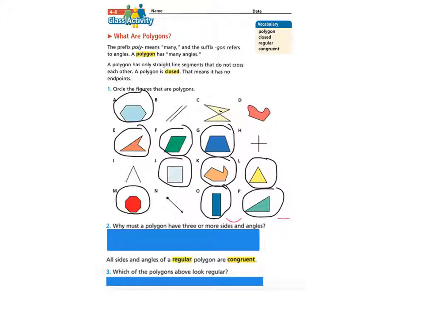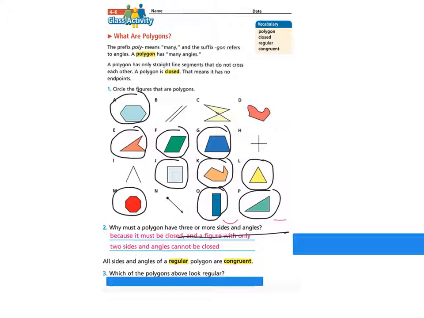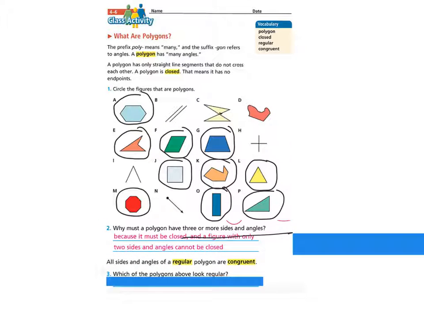All right, so now another question for you. Why must a polygon have 3 or more sides and angles? That's a great question. The answer is you have to have 3 or more sides or angles because it must be closed, and a figure with only 2 sides and angles cannot be closed.